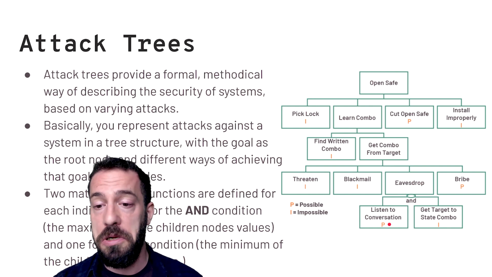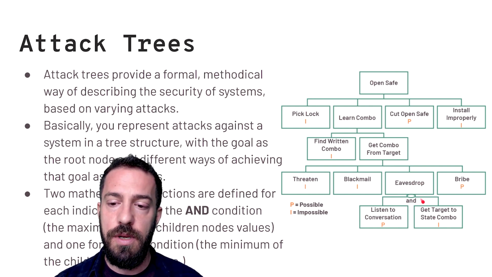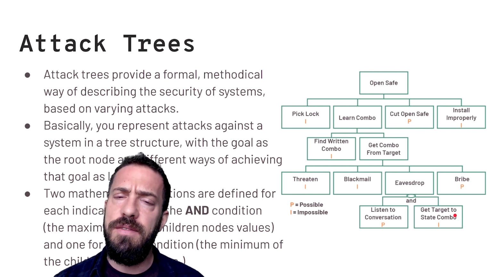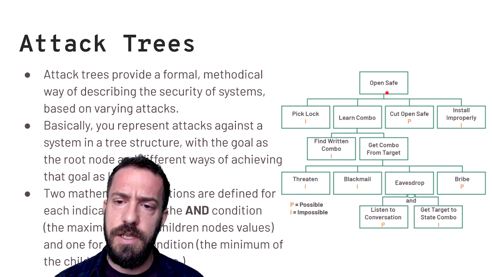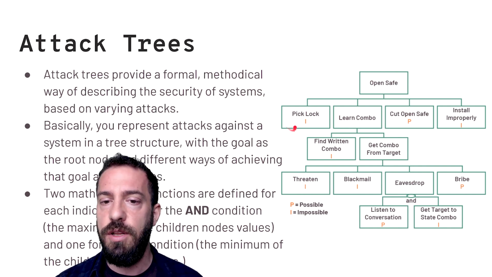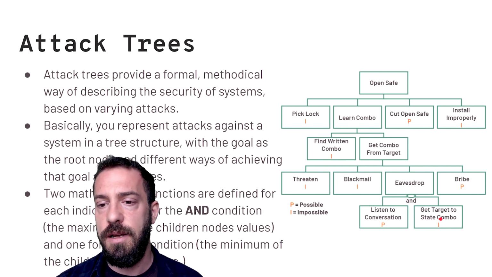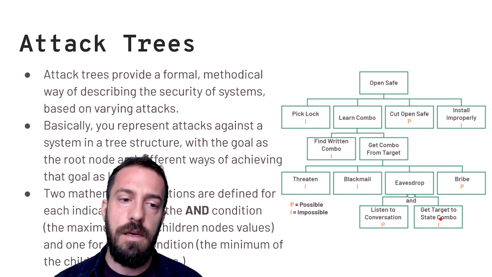An eavesdrop can also be split into: you listen to the conversation, and you also make sure you get the target to state the combo. And there are also primitive Boolean operators here. So if you have straight lines and OR conditions, to open the safe, you need to do one of the four. But here, to eavesdrop, you need both to listen to the conversation and then get the target to say the combination.